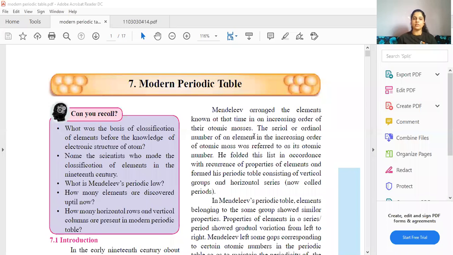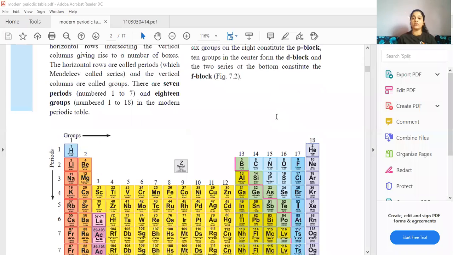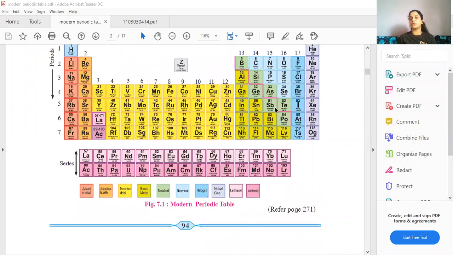Okay, students, so let us begin. So we are studying the modern periodic table. All right, we started with a little bit of introduction, and we have also seen how to write electronic configuration, which is a very important part of this chapter. Okay, so I am assuming by now you all know how to write electronic configuration.